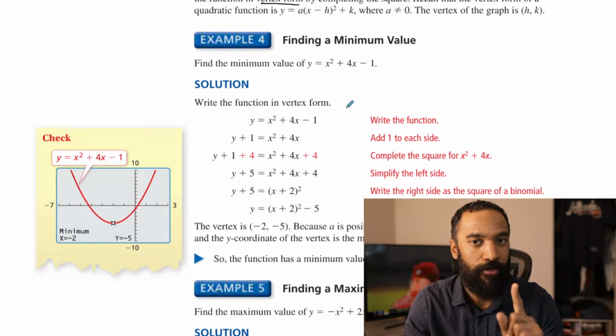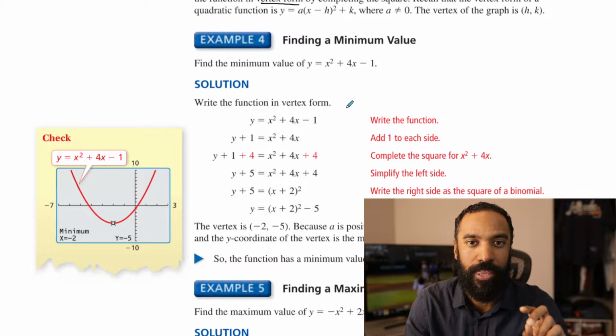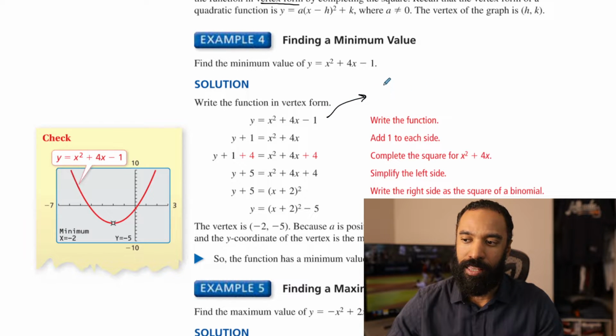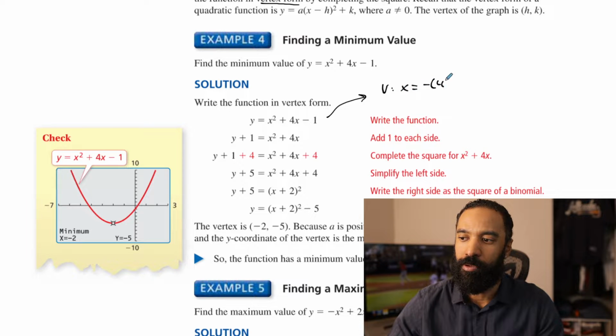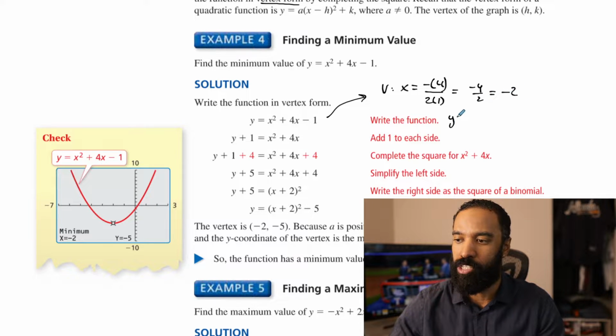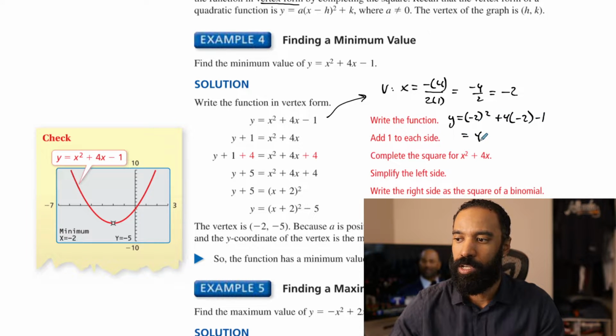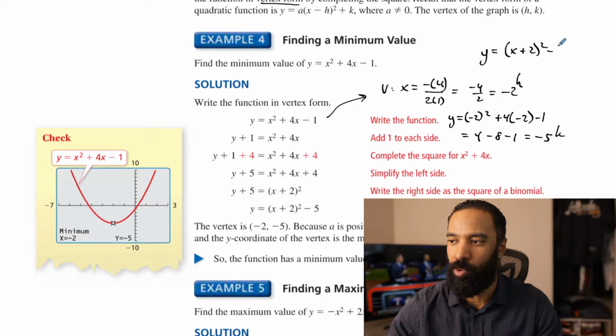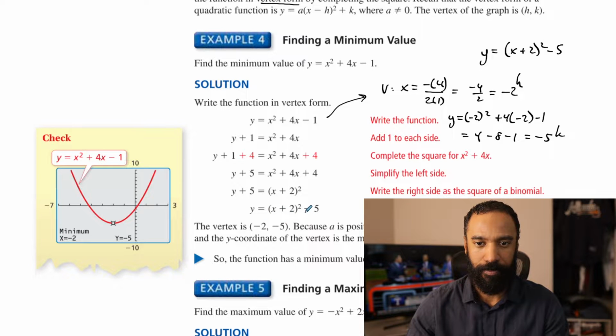Now there is a way that we've written vertex form in the past by using negative b over 2a. Let me show you that. We would say the vertex x value was negative b over 2a, which was negative 4 over 2, which is negative 2. That's our h. Our k value is by substituting negative 2 in there. Negative 2 quantity squared plus 4 times negative 2 minus 1, which is 4 minus 8 minus 1, which is negative 5. So this is your h, this is your k, and your a value is 1. Your equation is going to be y equals x plus 2 quantity squared minus 5. That's the answer they also have down here.